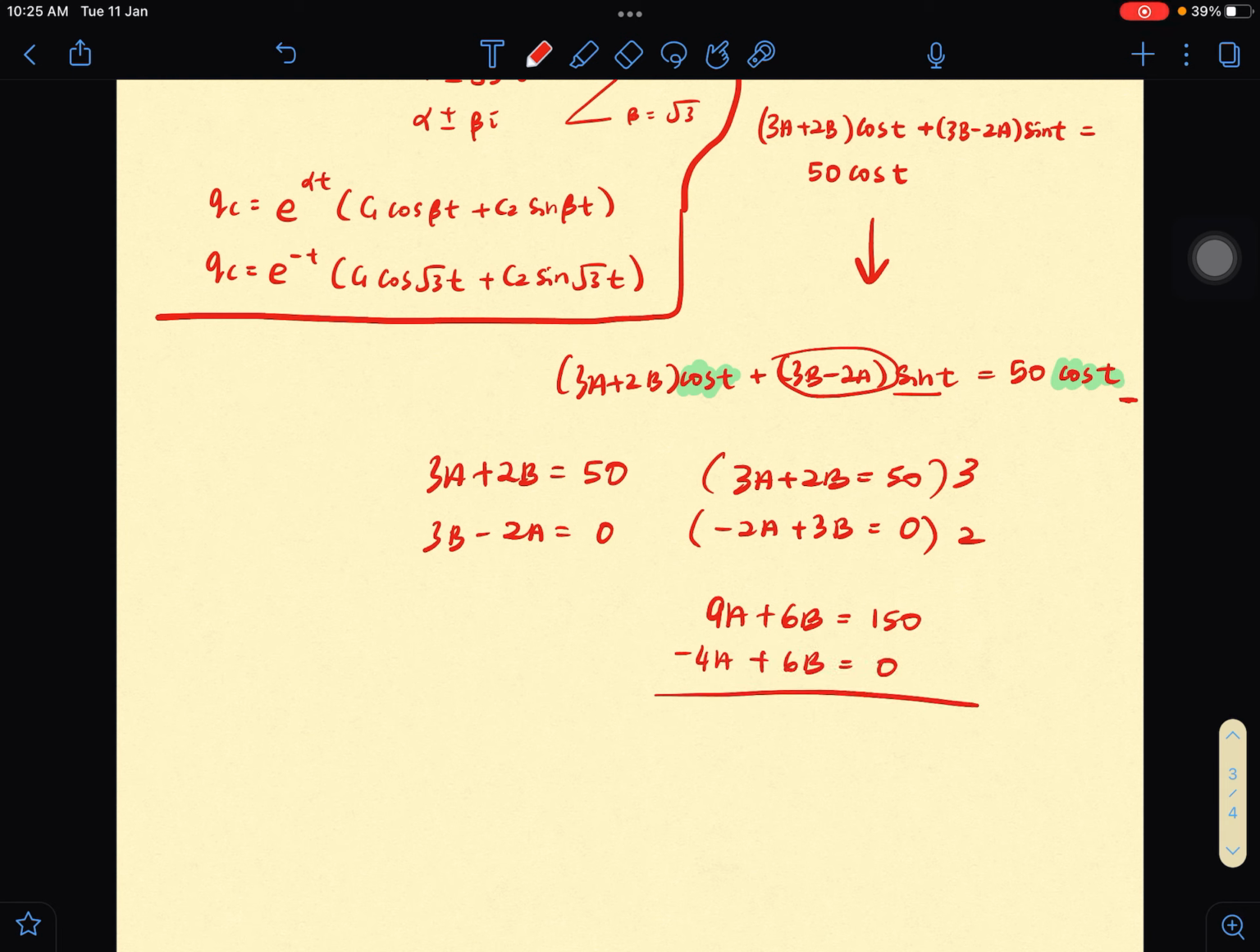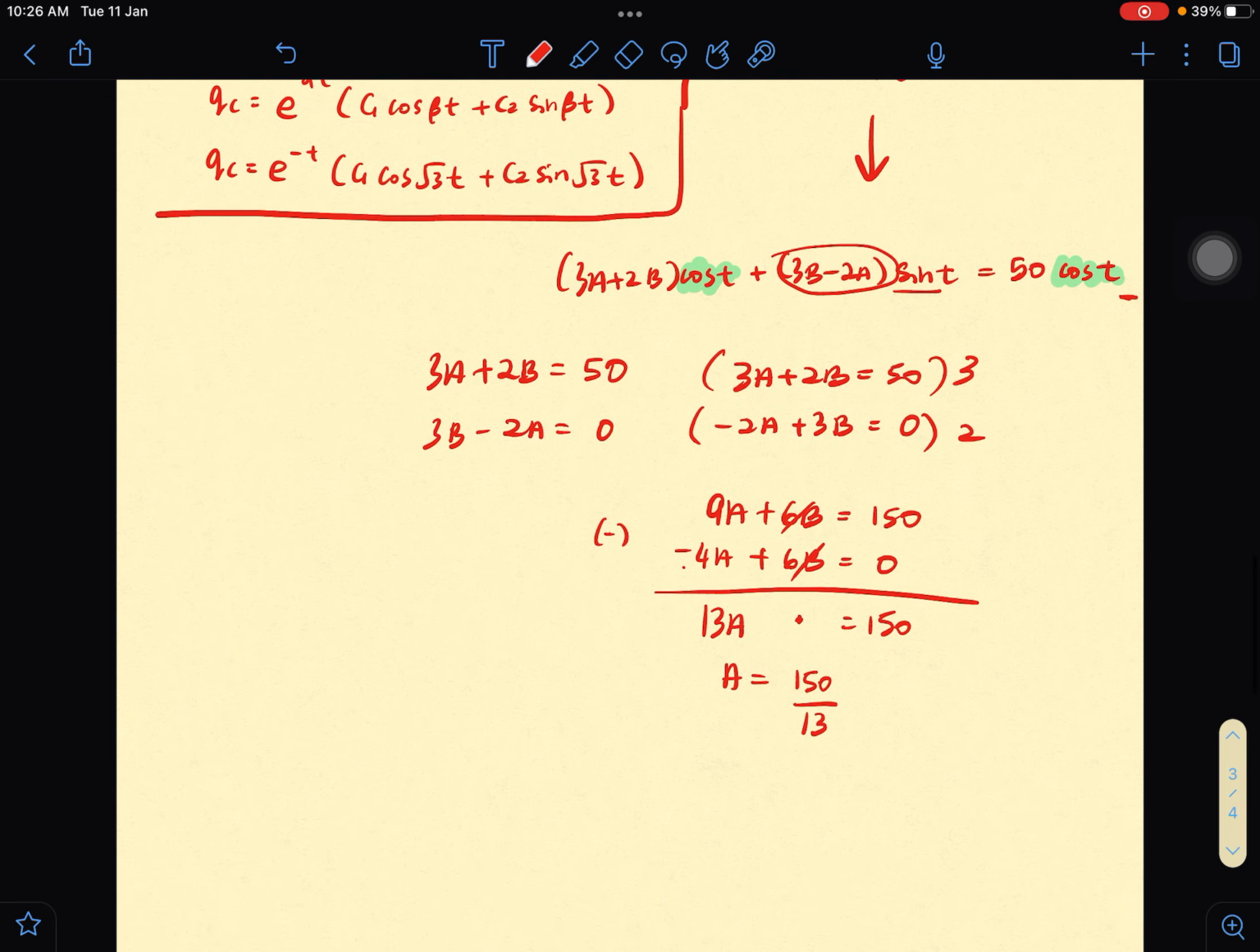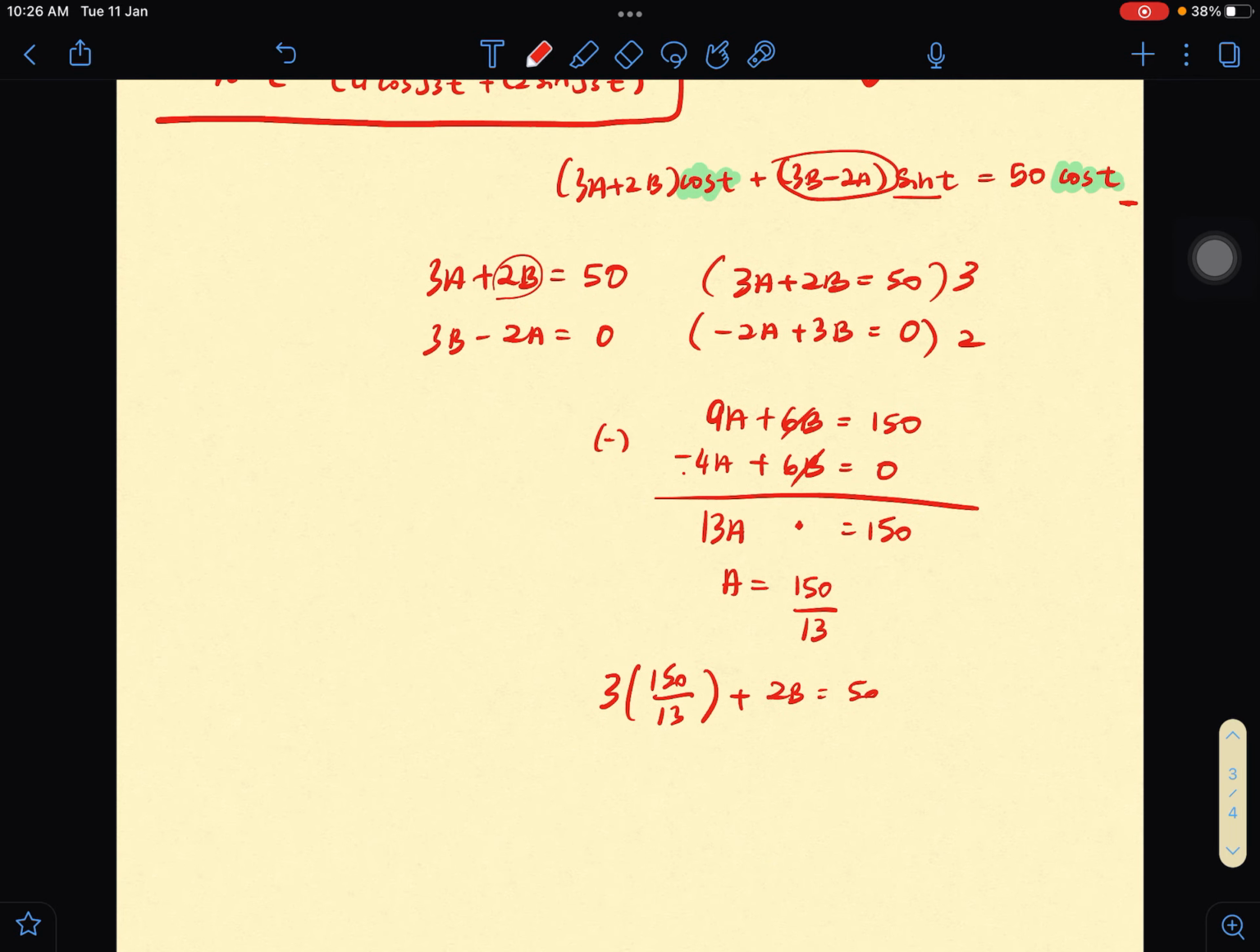So kita boleh hapuskan B dengan operasi tolak. So 6B tolak 6B habis. Tolak dengan tolak tambah 9A tambah 4A 13A sama dengan 150. So A sama dengan 150 per 13. Kita cari pula nilai B. So nak cari nilai B, kita masukkan sahaja dalam equation kita. 3 darab 150 per 13 tambah 2B sama dengan 50. So kalau awak kira, awak akan dapat awak punya B sama dengan 100 per 13.